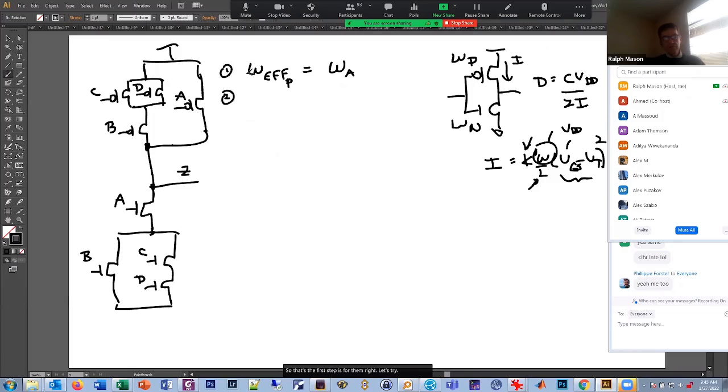Let's try the second one. So now the A signal is high, so there's no current going through here. Let's go to this left one. A is equal to 1, C is equal to 0, D is equal to 1, and B is equal to 0. So now the current is going right down through here, just through the C and the B, okay?